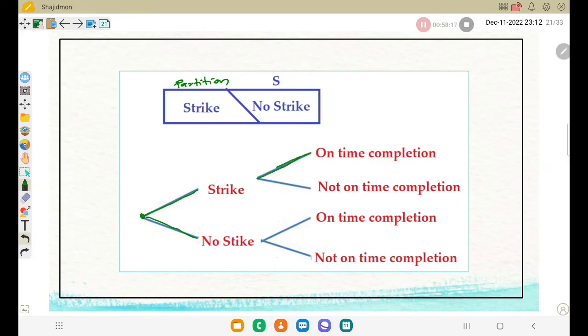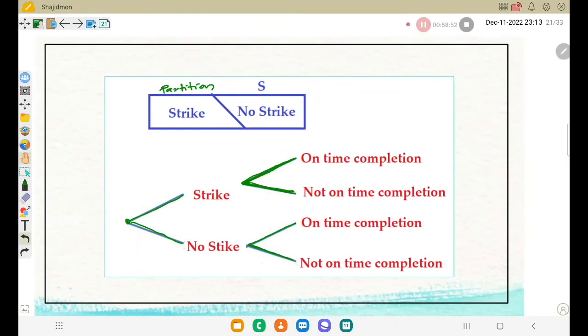If it is a strike, how much percentage can we complete on time? If it is a strike, not on time completion, what is the probability? Even if it is a strike, on time completion, what is the probability? If there is no strike, on time completion, what is the probability? If there is no strike, not on time completion, what is the probability? So this is the idea of that question. Hope you understood that one. Now what we do here, we are defining the events. What are the events we are defining?